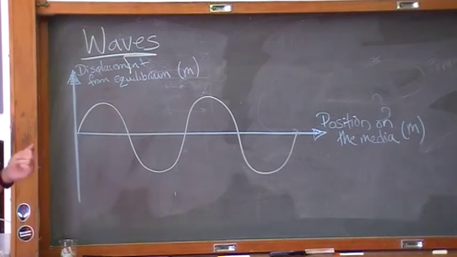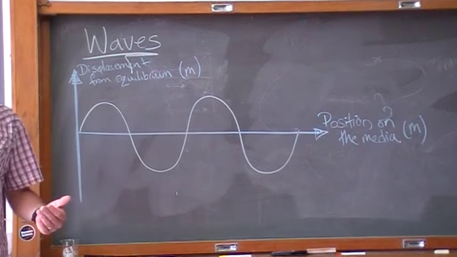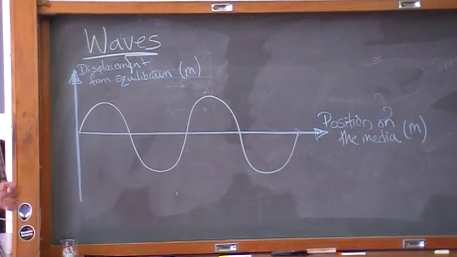And so both of those axes are measured in meters, and we can label some important parts of the wave. Thinking water waves, what do we call the top of a wave?